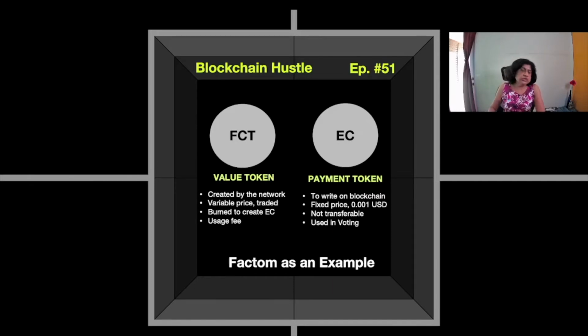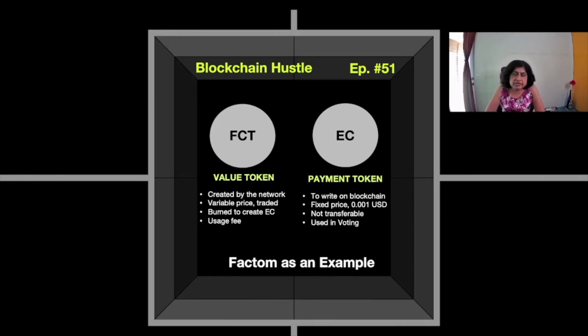Now, how are these factoids created? The factoids are the tokens which are actually created by your network. And any entity which runs the Factom protocol server, all those entities, they get these factoids issued to them. And these factoids are variable price tokens. And why are they variable price? Because they get traded externally just like any other cryptocurrency.